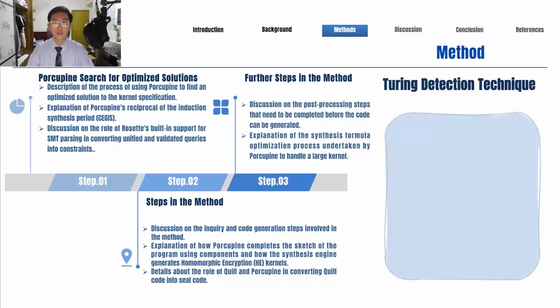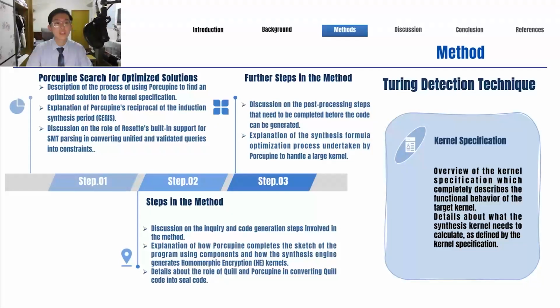And the following four steps is Porcupine search for optimized solutions. Description of the process of using Porcupine to find an optimized solution to the kernel specification. Explanation of Porcupine's reciprocal of the inclusion and the induction synthesis period.